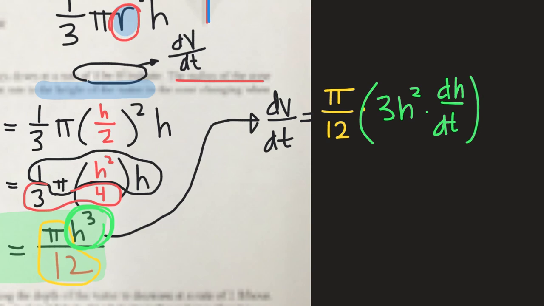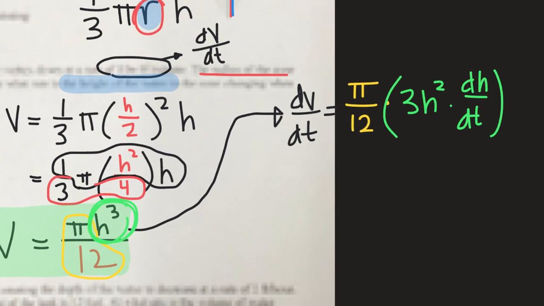Now, right here, we can simplify. The 3 in front of my h squared can reduce with the 12, but it's not necessary. Oftentimes we can do that, and we will eventually. So let's plug in what we know. We know that the dv dt is 10 pi. 10 pi is my dv dt.